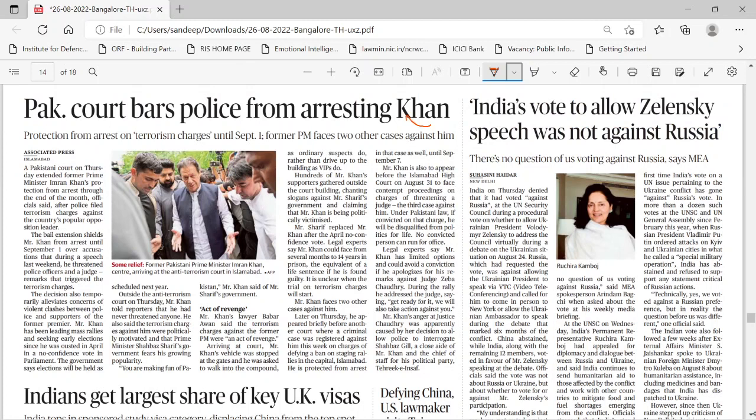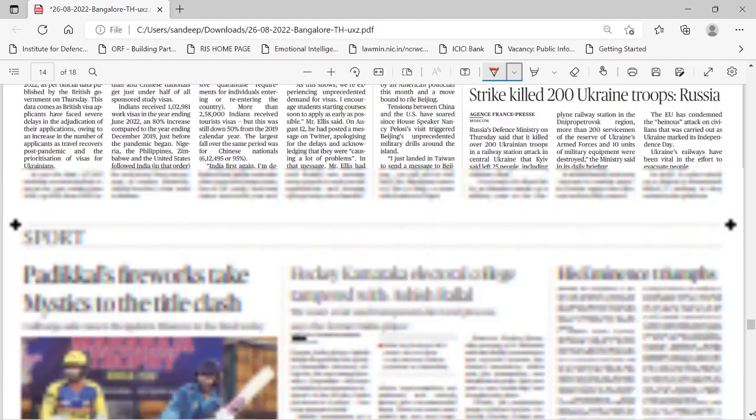A Spark court, not required. India's vote to allow Zelensky's speech was not against Russia. See, guys, recently what has happened? The Ukrainian president wanted to talk in the United Nations, and people asked whether we should allow or not. Russia said don't allow, whereas many countries said please allow them. India also has agreed to allow, right? India has also agreed that we should allow him. So people are asking, are you voting against Russia? India is telling no, nothing much.